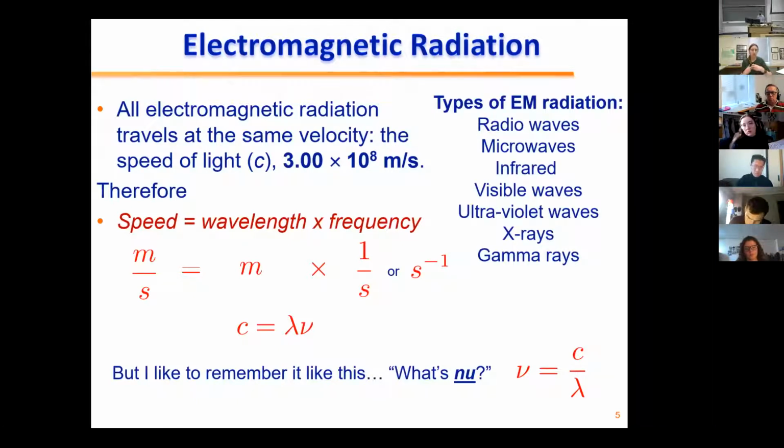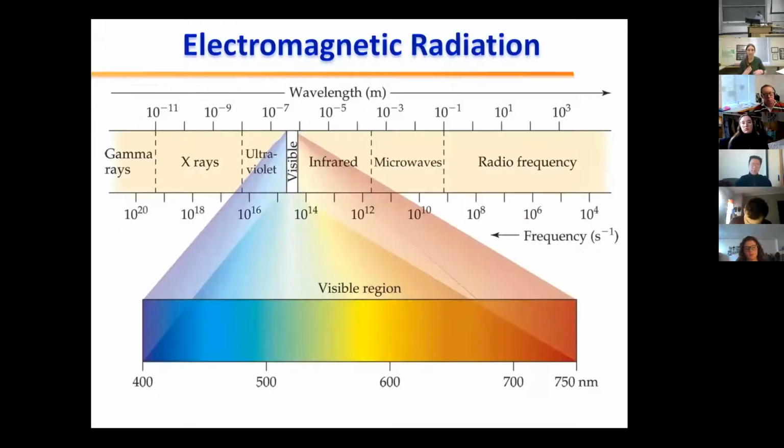Okay, so when we say electromagnetic radiation, what are we talking about? We're talking about radio waves, microwaves, infrared, visible waves, all these kinds of things. We can even put them on a scale. It looks like this. This is one version of the scale. When we think about light, we're usually thinking about this teeny tiny region right here in the visible. That's the light that we can see.